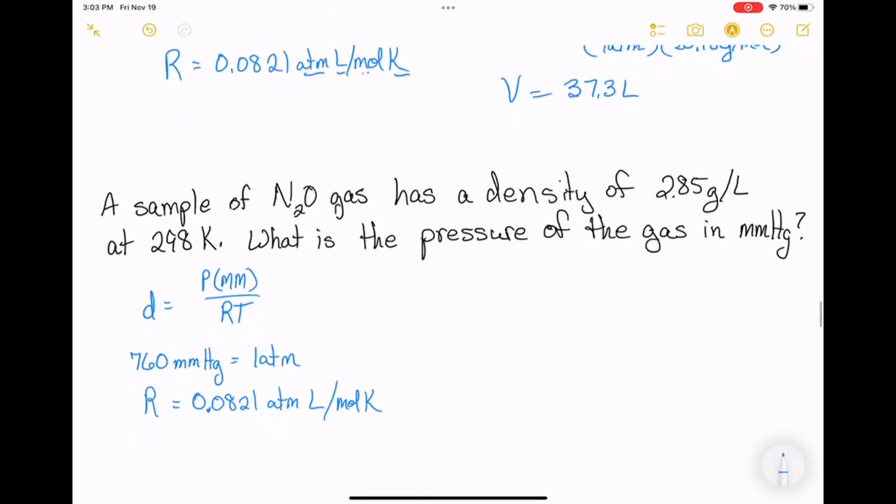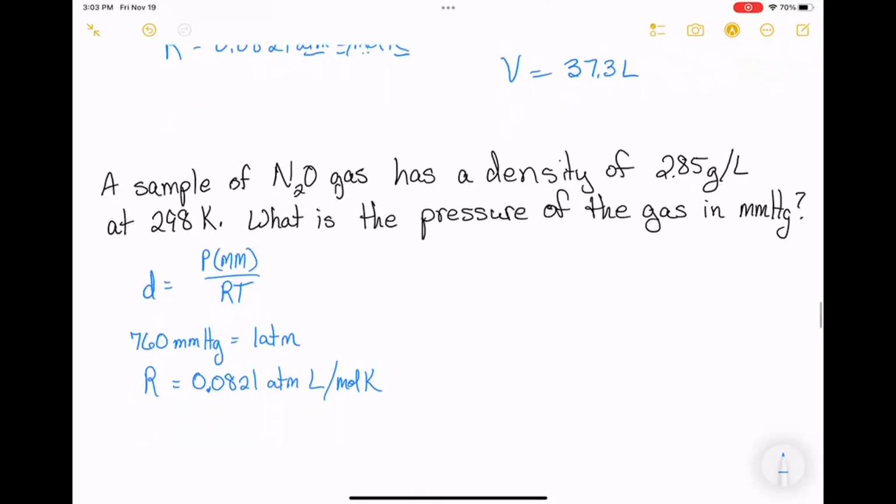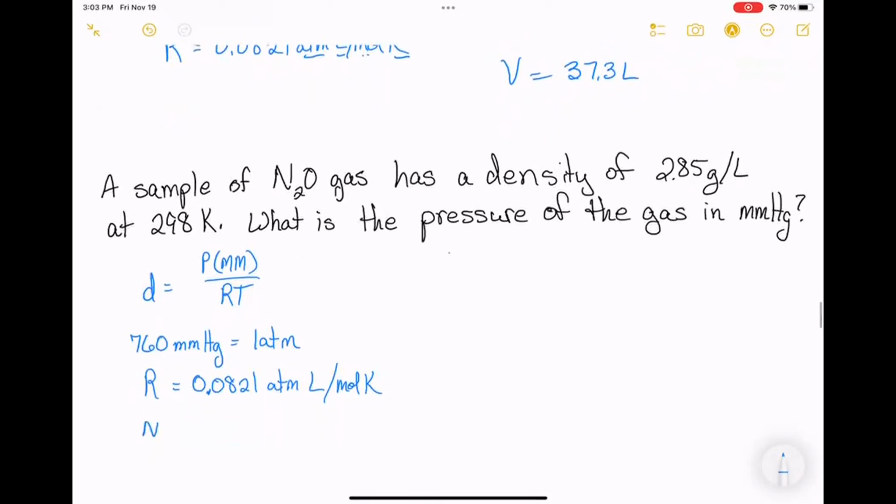And if it helps, because you may or may not have a periodic table nearby, nitrogen is 14.01 grams per mole. Oxygen is 16.00 grams per mole.